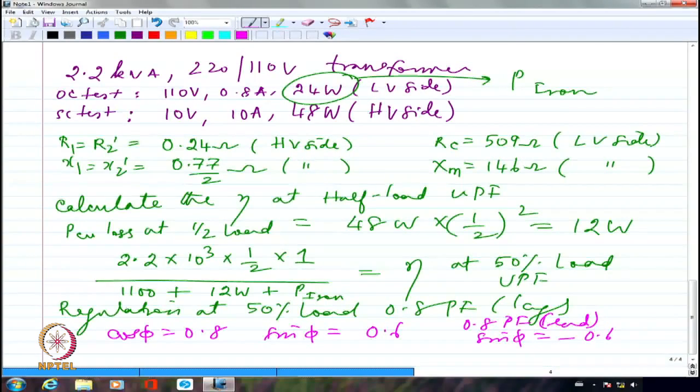So using this, you should be able to say the current is, this is HV side, so I am going to have 10 ampere as the I rated. So I will have 5 ampere as half I rated. So I should be able to write 5 multiplied by R equivalent cos phi plus X equivalent sin phi. That will be the voltage drop. That you have to divide by rated voltage. Rated voltage is 220 if I am taking everything from high voltage side. So you guys should be able to calculate the regulation as well.